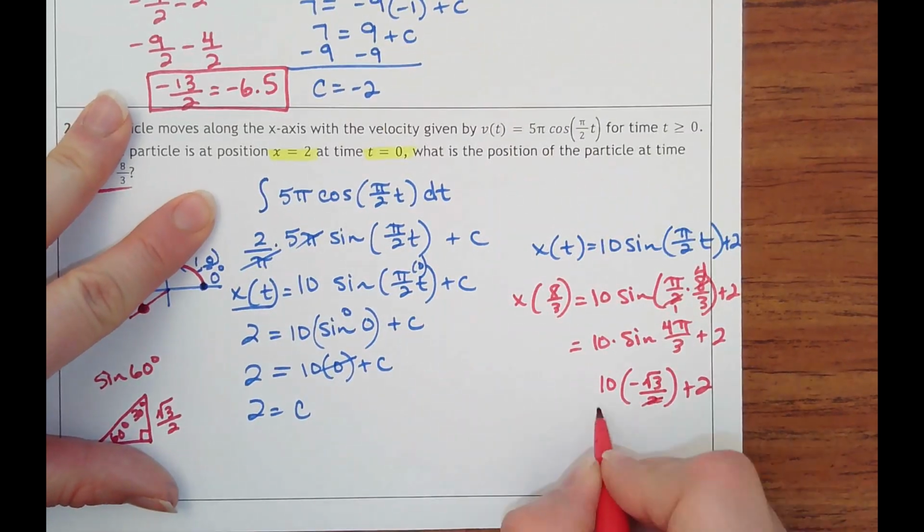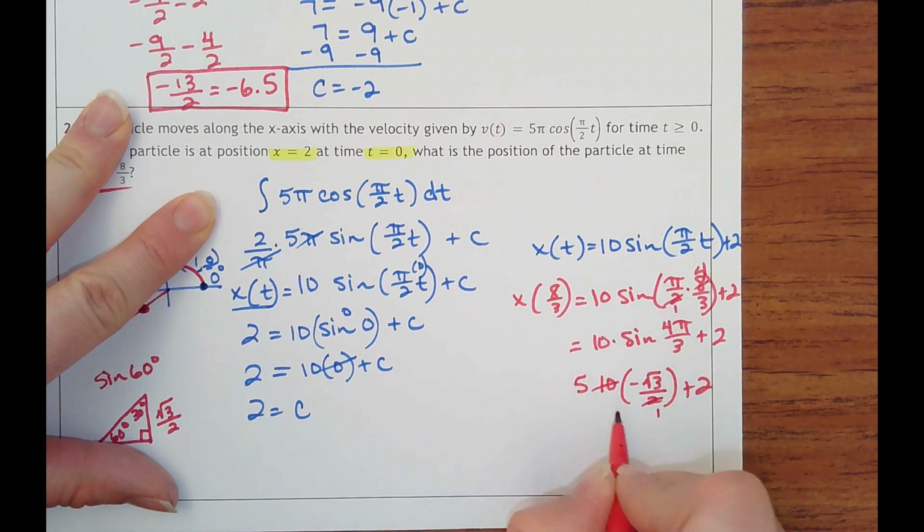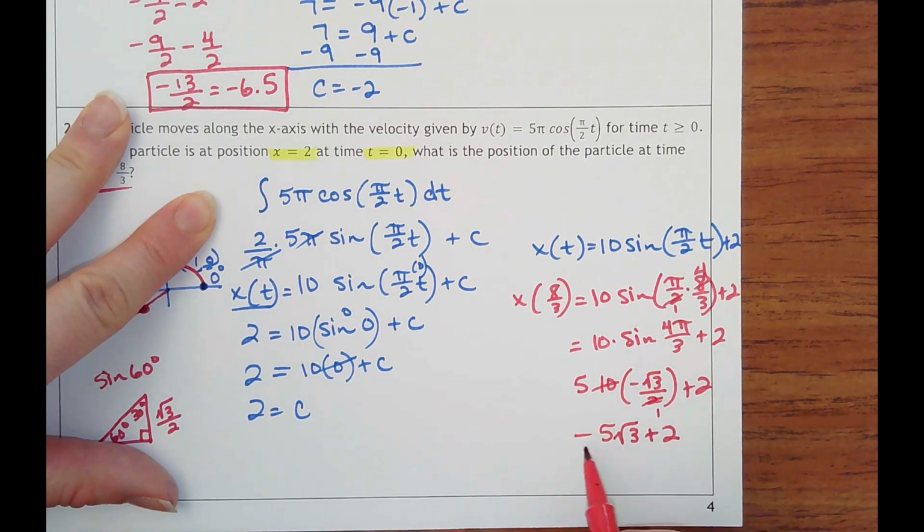I'm going to cross simplify my 2 and my 10. So I get -5 square roots of 3 plus 2. I would not do any more because it didn't say to round. This would be our precise answer.